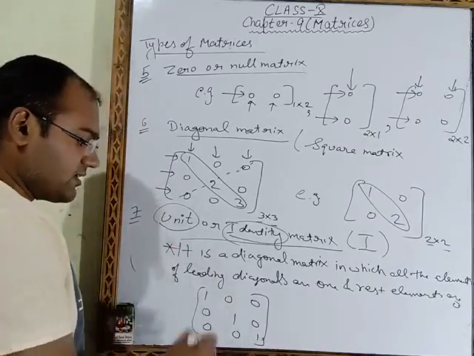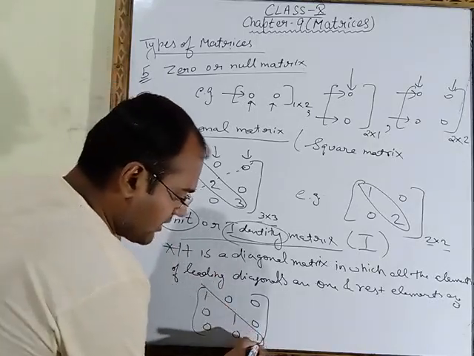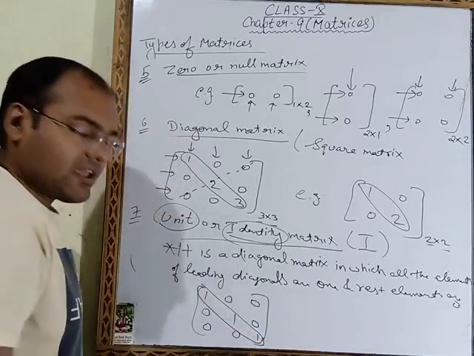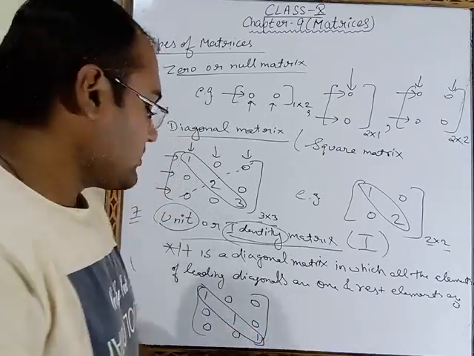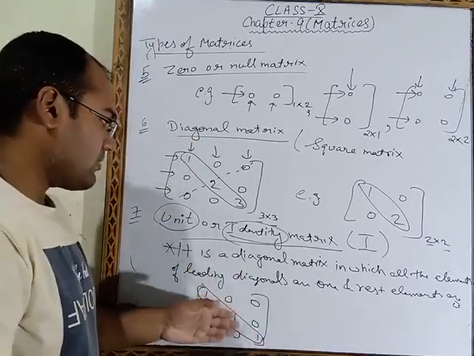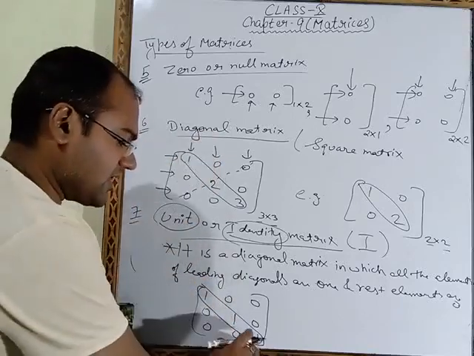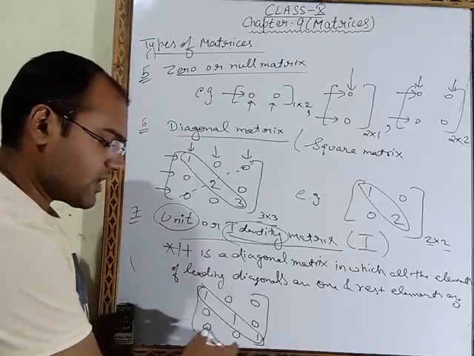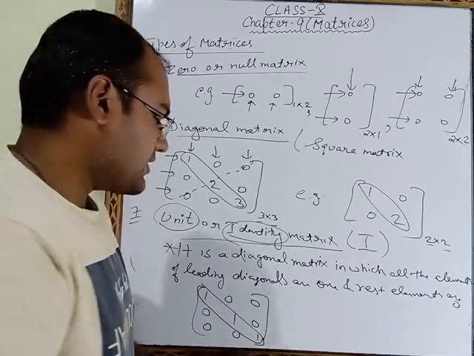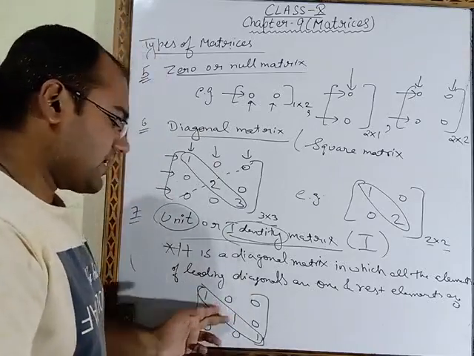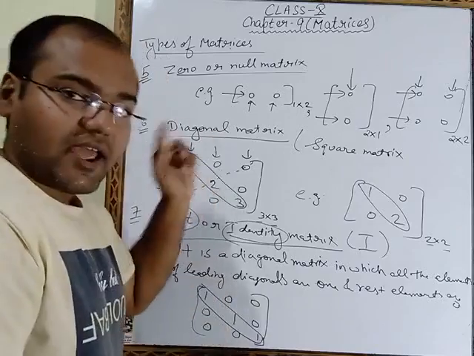Here, what I have done? If you observe, in the leading diagonal, the elements are not 0. Since the diagonal elements are not 0 and the rest of the elements are 0, this matrix comes under the category of a diagonal matrix.